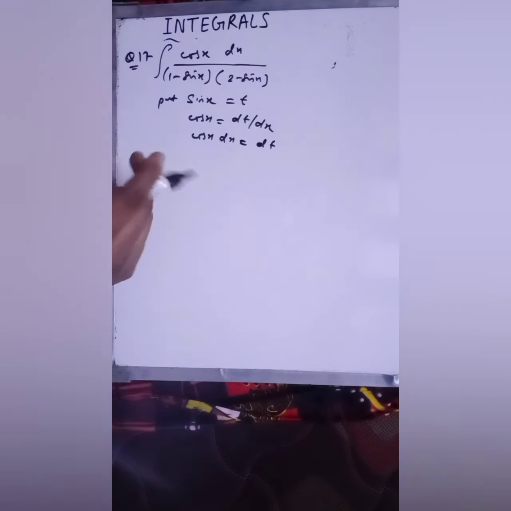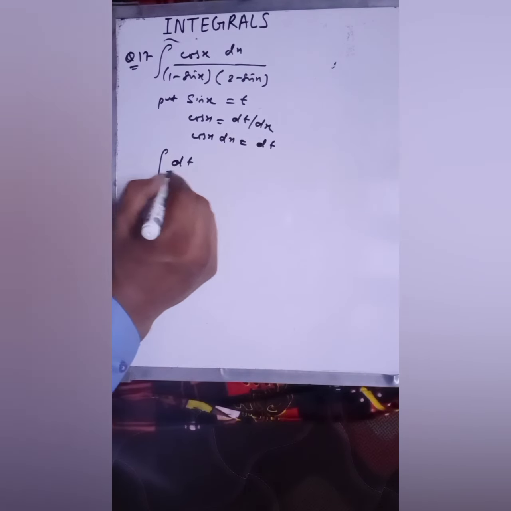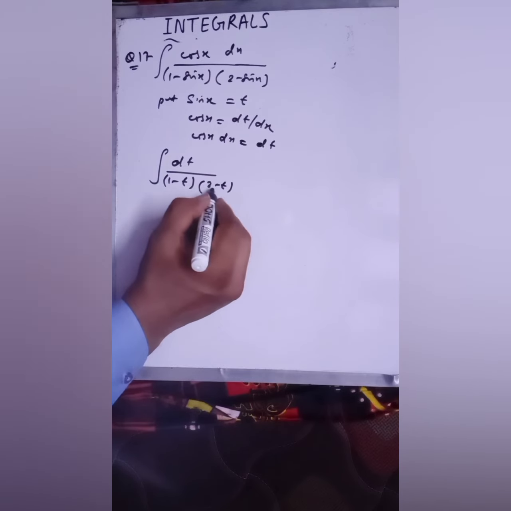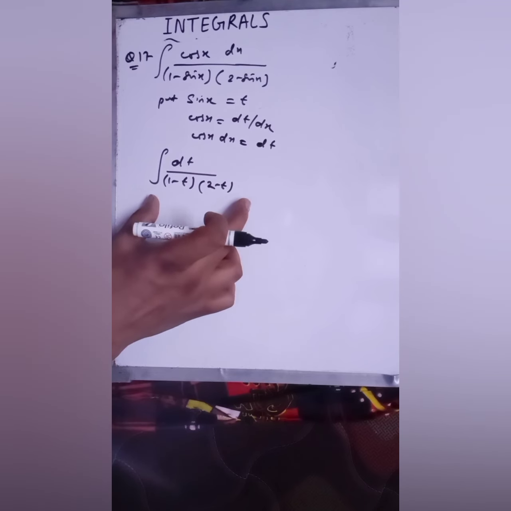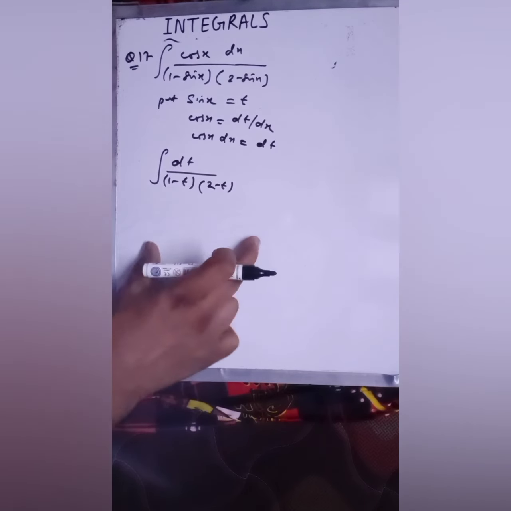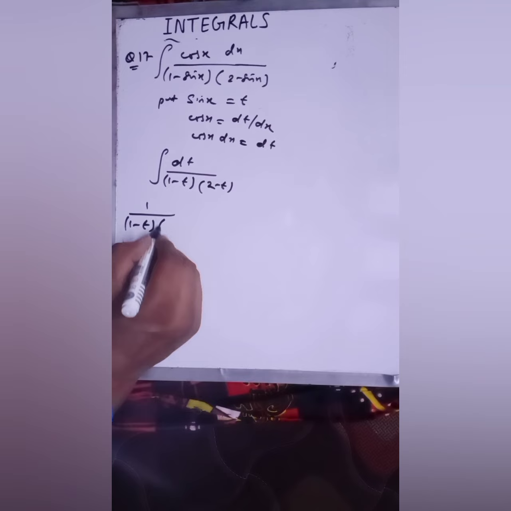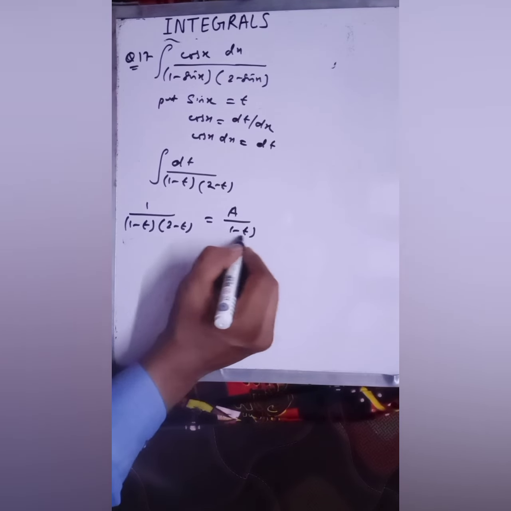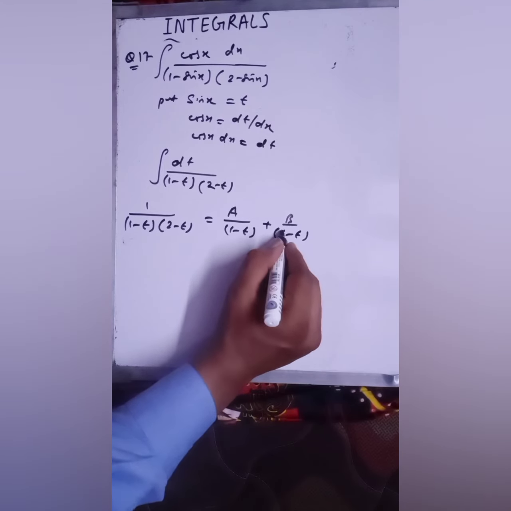this question is given to you. So in place of this, you will write dt, integration sign, and this is 1 minus t and this is 2 minus t. Okay, so after this, I know you can solve it. So I'm showing the next step also. So basically your function is this 1 minus t, 2 minus t, and this would be a over 1 minus t plus b over 2 minus t.